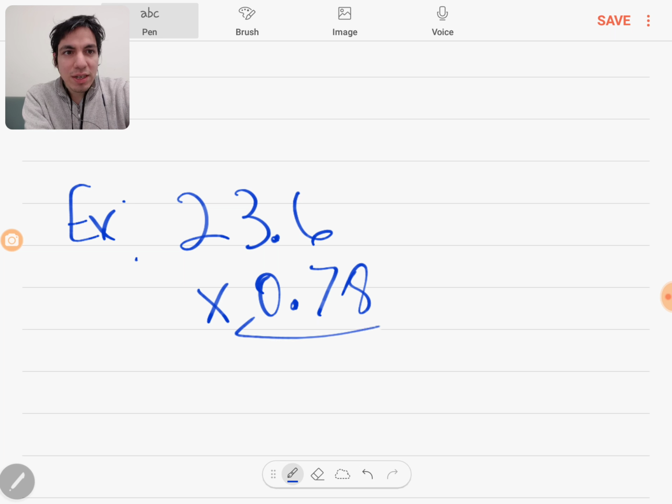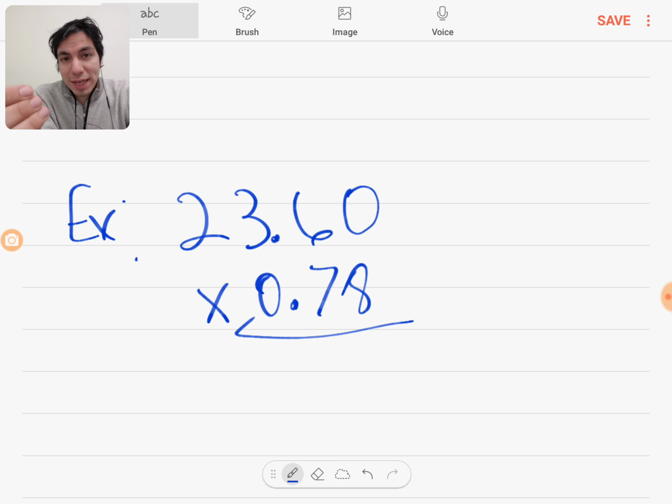Now the first question some people might say is, but there's nothing here for where the 6 is right above the 8. So what you need to do is put a little 0 there, okay? Now, for the first part, you need to multiply as if they were whole numbers. So pretend this is 2060 times 78. So let's multiply this out.